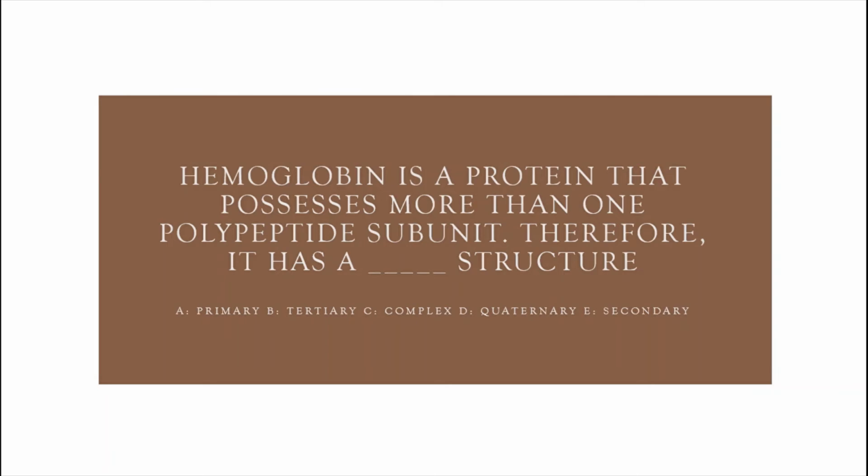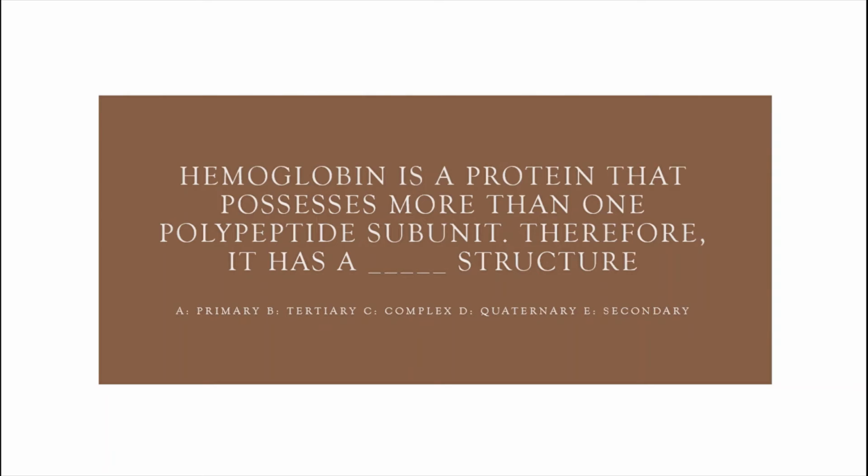All right, another question. Hemoglobin is a protein that possesses more than one polypeptide subunit. Therefore, it has a what structure? Does it have an A, primary, B, tertiary, C, complex, D, quaternary, or E, secondary structure? Pause this video if you need more time to answer the question.